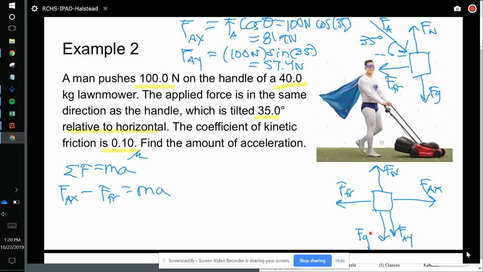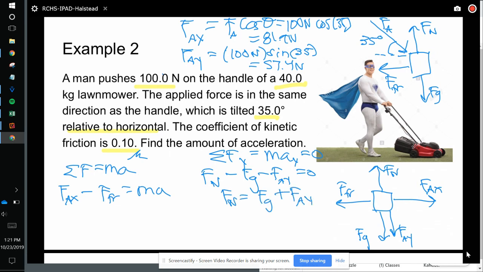Normal force actually equals the force of gravity plus the applied force in the y direction. So in order to do that, we do net force in the y direction equals mass times acceleration in the y direction, which is 0 because we're not accelerating. So like I said, normal force upwards is positive minus the force of gravity minus the force applied in the y direction equals 0. So therefore, normal force equals force of gravity plus force applied y.